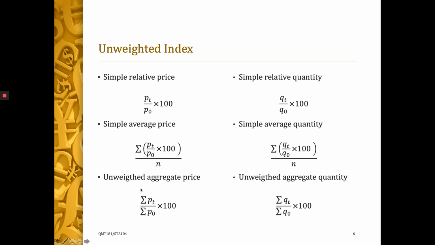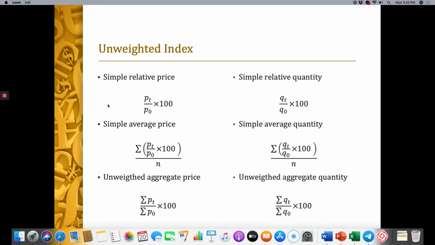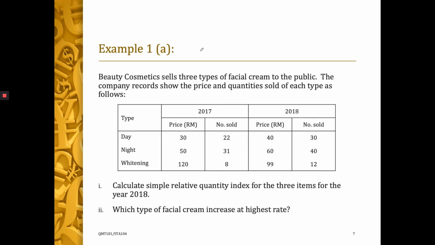For unweighted aggregate price, the formula will be the summation of price at the current year divided by the summation of price at the base year times 100. You are only given the formula for aggregate price index. As for quantity, you just change the P into Q. To give you some understanding of unweighted index number in terms of calculation, here are a few examples to help you understand how it is done. So here is the example.